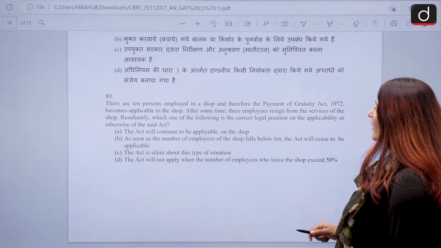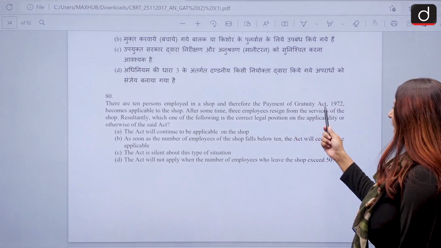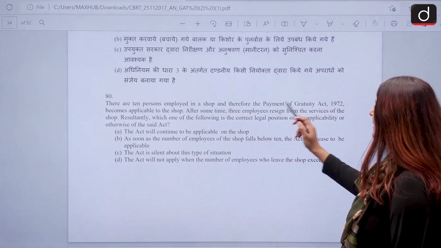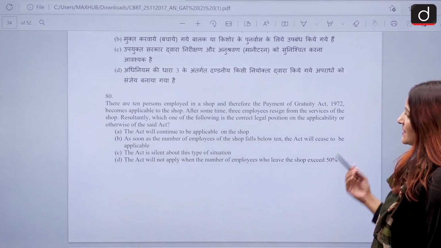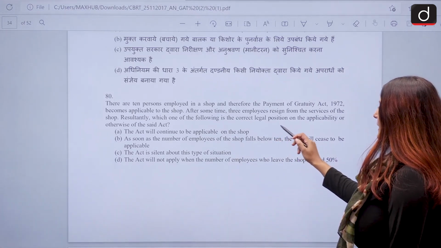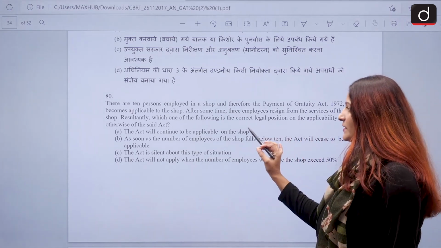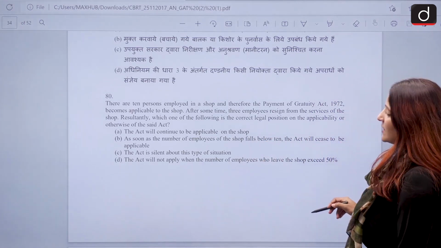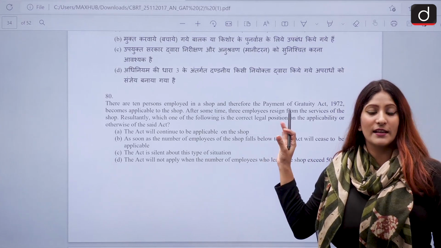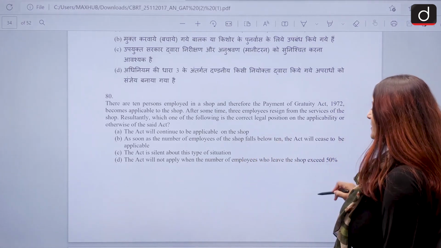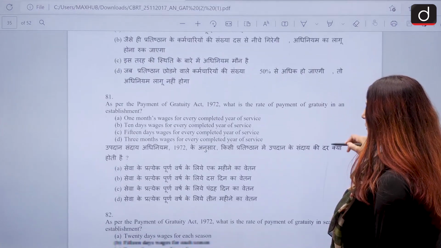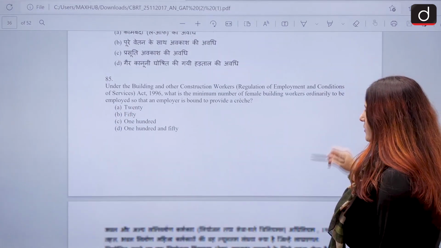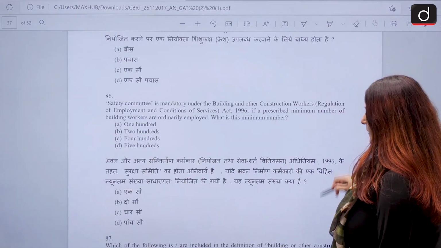There are 10 persons employed in a shop and therefore the Payment of Gratuity Act 1972 becomes applicable to the shop. After some time, 3 employees resign from the services of the shop. Resultantly, which one of the following is the correct legal position on the applicability or otherwise of the said Act? Industrial dispute, because your duty will be to resolve industrial disputes as well and ensure that enforcement of labor laws is happening in such establishments. Again, it's the 80th question. The Payment of Gratuity Act has been asked a lot in this examination, so be careful with that.